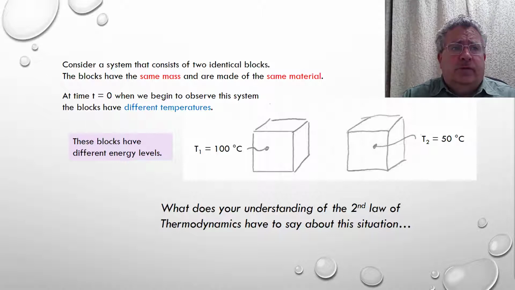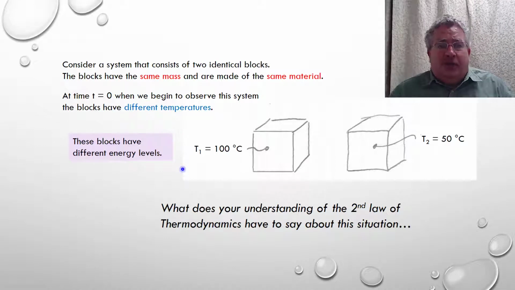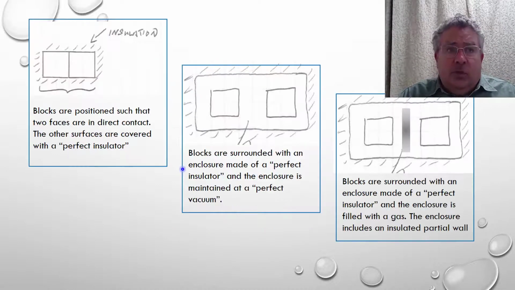In this case, why don't we just consider a system that has two masses. The two masses are identical to each other in terms of their material. The only difference between them is their temperature. Cube 1 has a temperature of 100 degrees C and cube 2 has a temperature of 50 degrees C, so they have different energy levels. Say at time t equals 0, we begin to observe this system, and we let time progress. What does the second law of thermodynamics have to say about this situation? Since we're not in an actual classroom, you're going to have to think about that yourself, and we'll move on to the next slide.